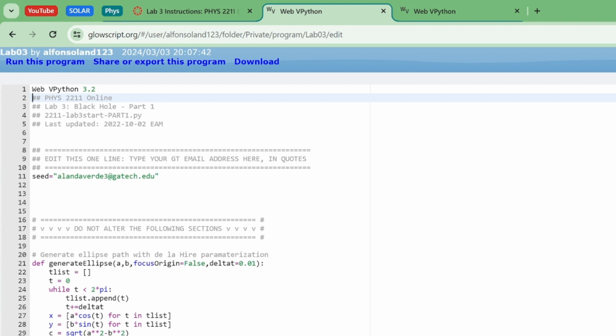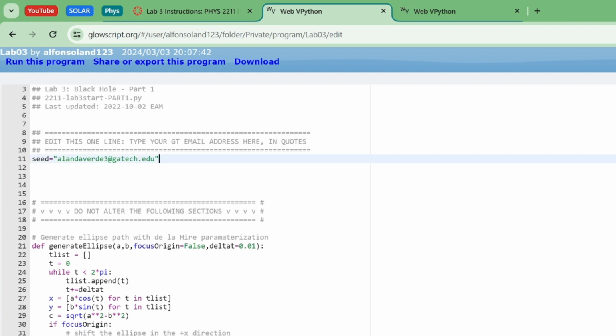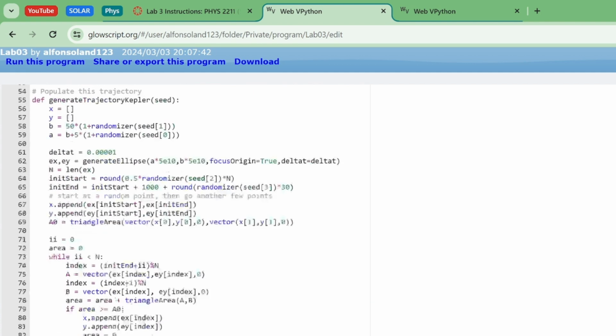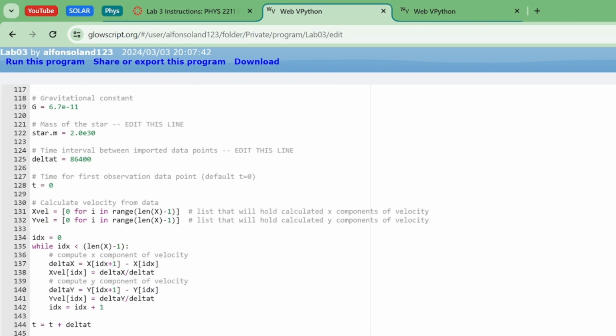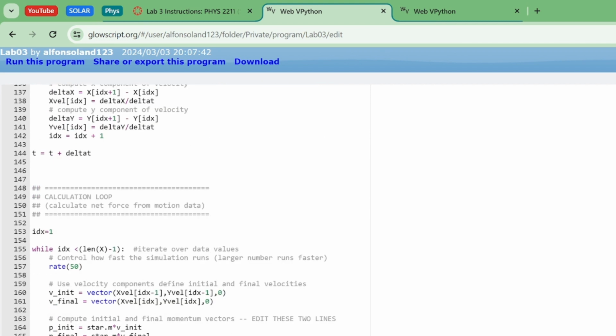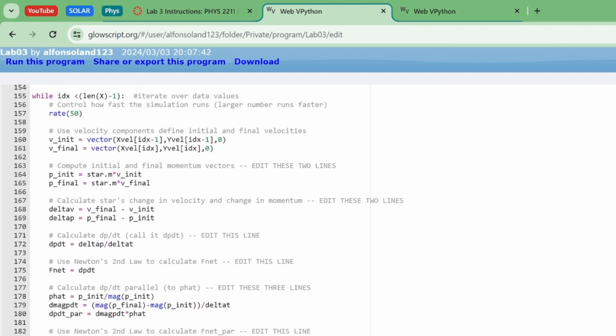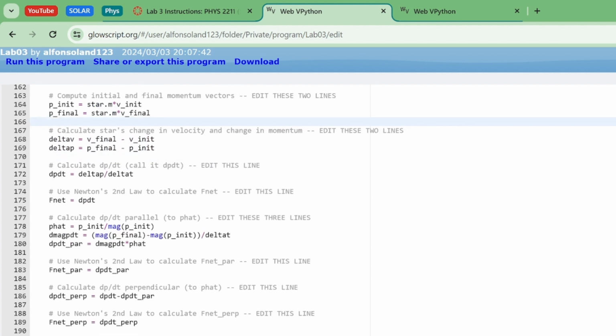So let's edit the program and look at it. We have our seed, which is my GTID, which will randomize some of the components, but that's not important to discuss. We'll discuss some things that we had to put in. We put in the general star mass that we all got, and then we started general upkeep of our formulas. Velocity initial equals... why did I start with velocity? Momentum initial equals the star's mass times the velocity initial, and momentum final equals the star's mass times velocity final.